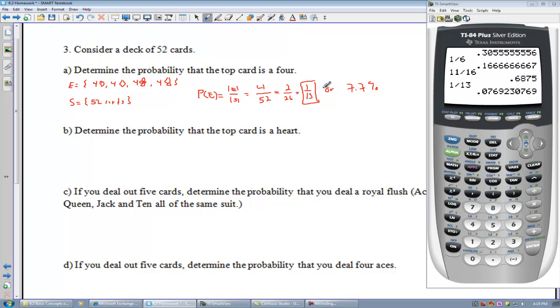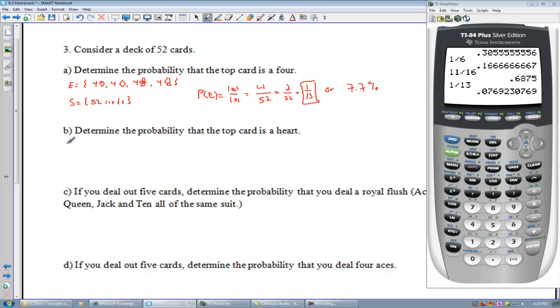So if I draw 13 cards, I would expect one of those would be a 4. Will it happen if I draw exactly 13 cards? Maybe, maybe not. But the idea is if you keep on drawing and replacing, basically 7.7% of the time, you'll pull out a 4.